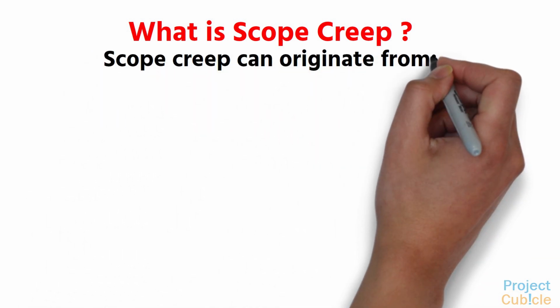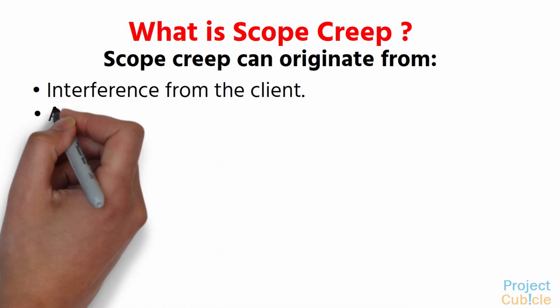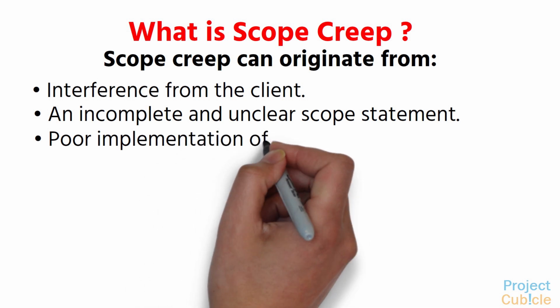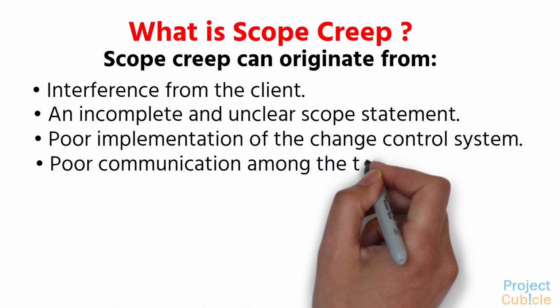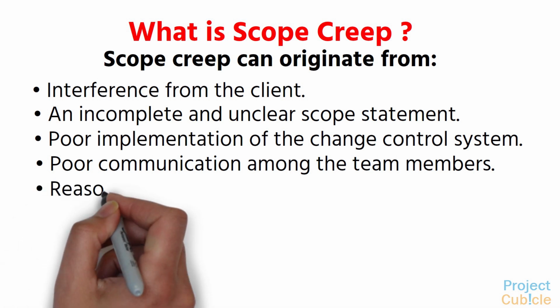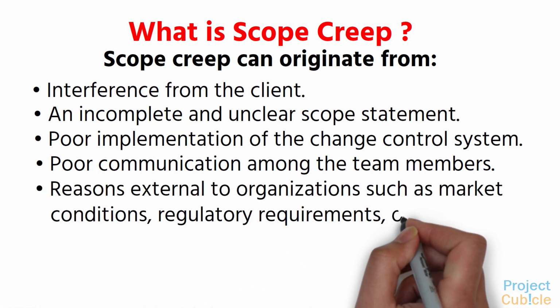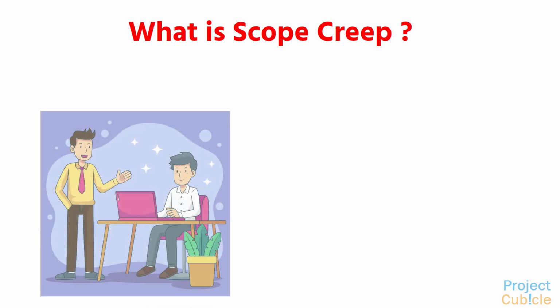Scope creep can originate from interference from the client, an incomplete and unclear scope statement, poor implementation of the change control system, poor communication among the team members, reasons external to organizations such as market conditions, regulatory requirements, or technological advancements. Sometimes customers try to get extra work without paying or exploit the unclear scope against you.